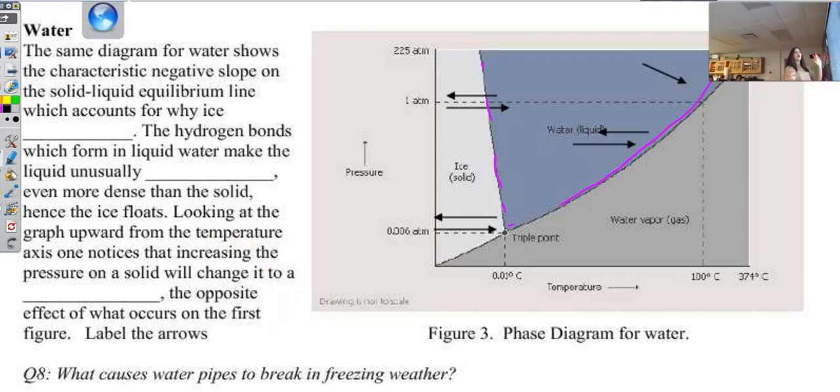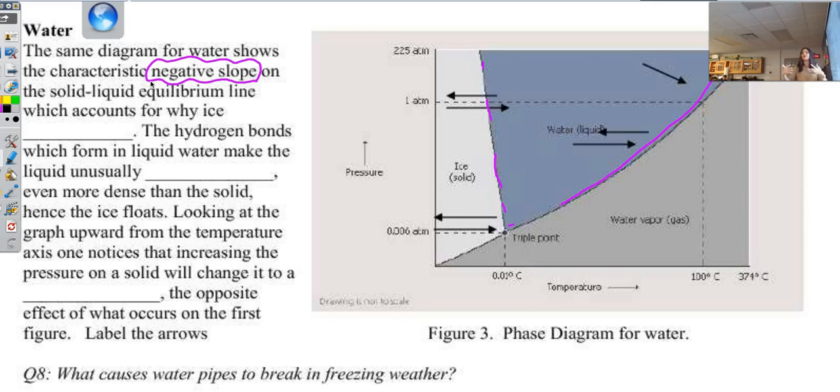Make sure that you know subliming. We're going to go over those in just a second here. So the same diagram for water shows the characteristic negative slope. This is really important, so remember that for essays, on the solid-liquid equilibrium line.